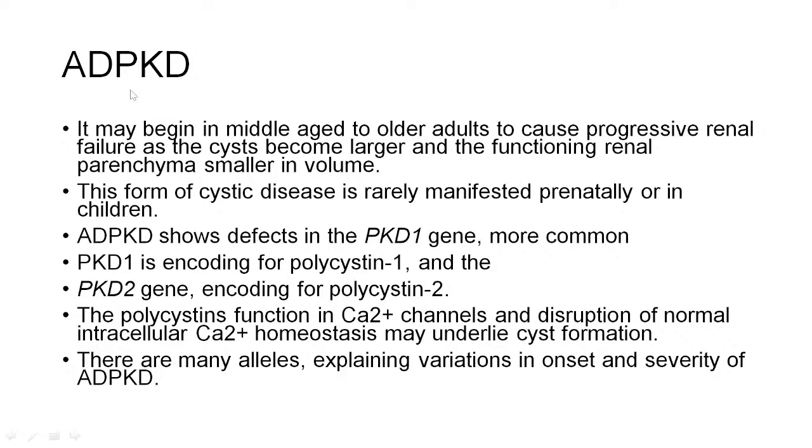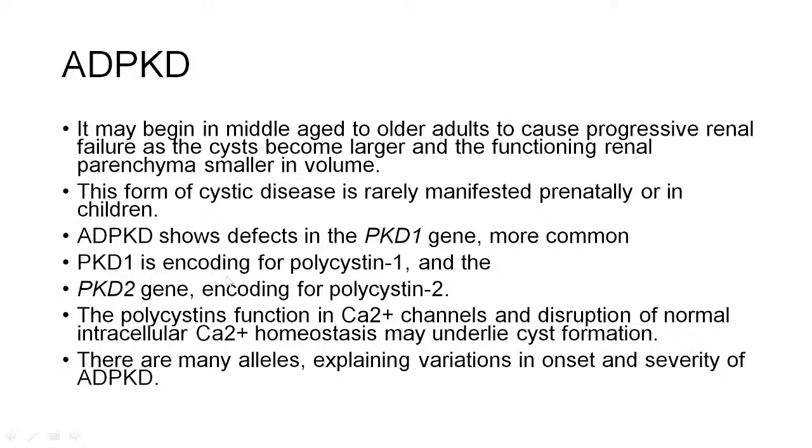Now, autosomal dominant polycystic kidney disease begins in middle age to older adults and causes progressive renal failure as the cysts become larger and the functioning renal parenchyma is smaller in volume. This form of cystic disease is rarely manifest prenatally or in children. ADPKD shows a defect in the PKD1 gene, which is more common.